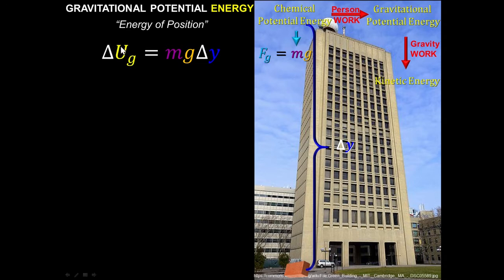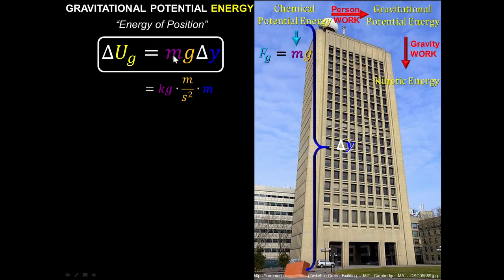This is U sub G, so this is the gravitational potential energy. Well, the amount of gravitational potential energy we had was the work we did on it. The work was the mass times gravity, which is force, and times the change in height, which is the distance. So it's just force times distance. That's a big equation. We want to remember that one. We will use this one a lot.